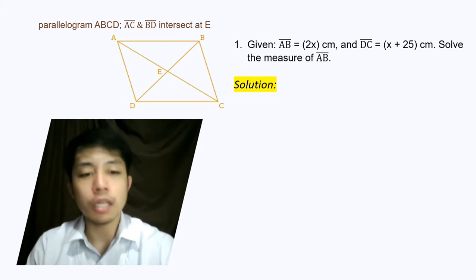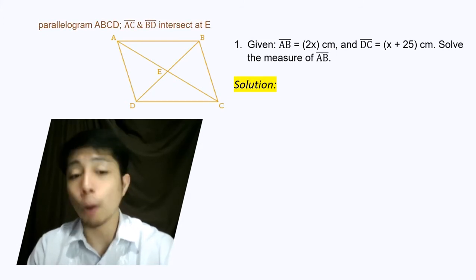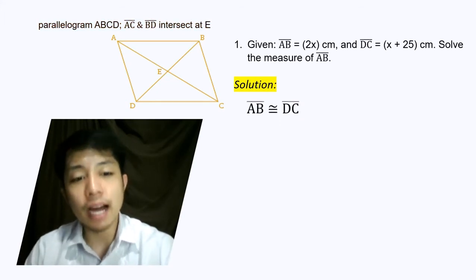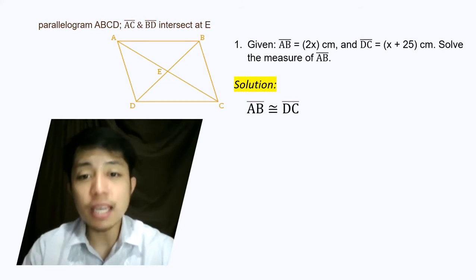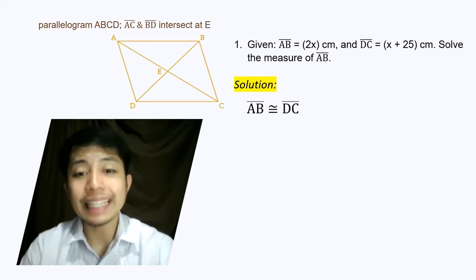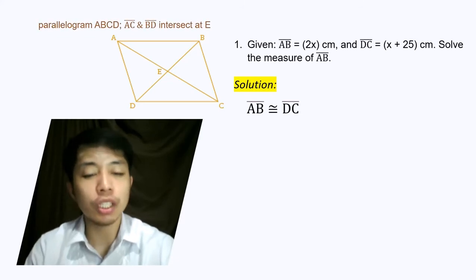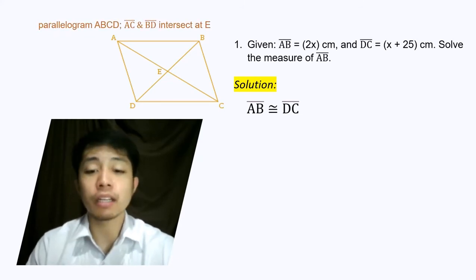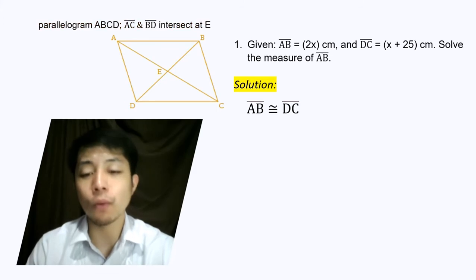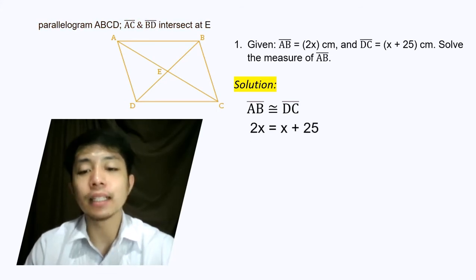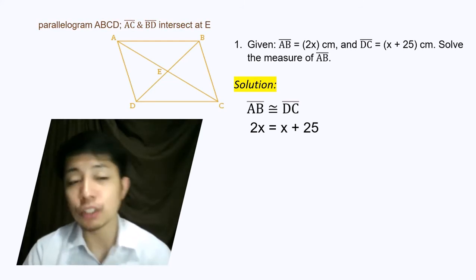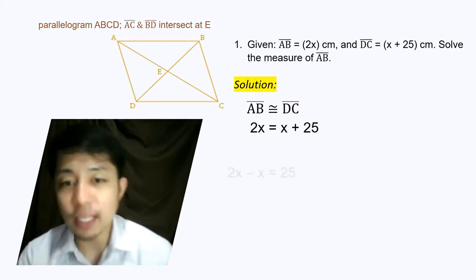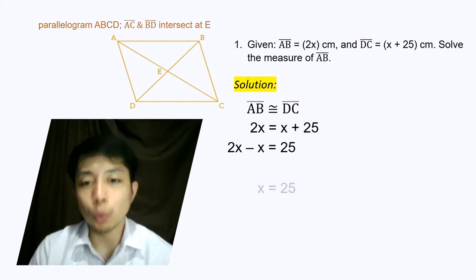Here we could use: opposite sides of a parallelogram are congruent, meaning they have the same measure. So we have AB is congruent to DC. Now, replace sides AB and DC by their given values: 2x for AB and x plus 25 for DC. So do simple algebra, and you get the value of x, which is 25.